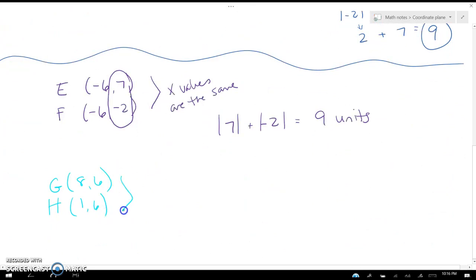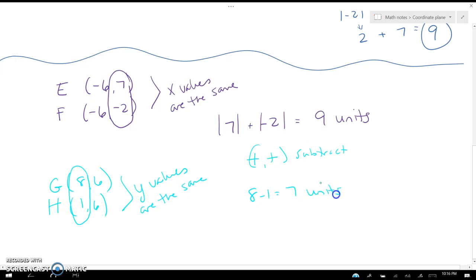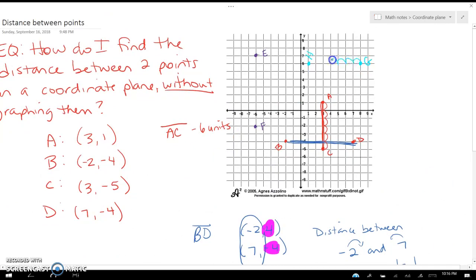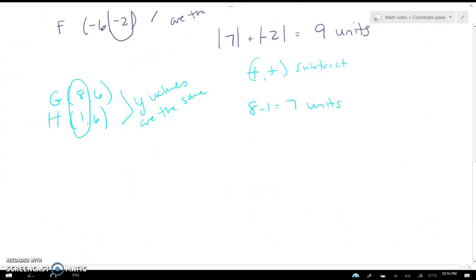Okay, so here I have my y values are the same. So I just need to focus on these two. Now I have two of the same sign, so I'm not going to be adding these together. Remember, because if I have a positive and I have a positive, I'm going to subtract to find the distance. So I have 8 minus 1 equals 7 units. And I can go back up here and verify that simply by counting, right? 1, 2, 3, 4, 5, 6, 7. So that is how to do that in a nutshell.